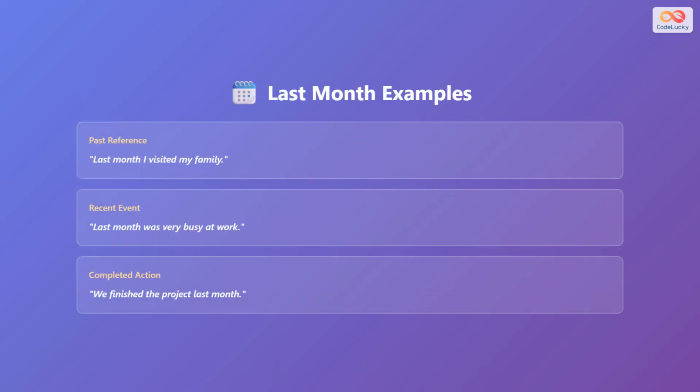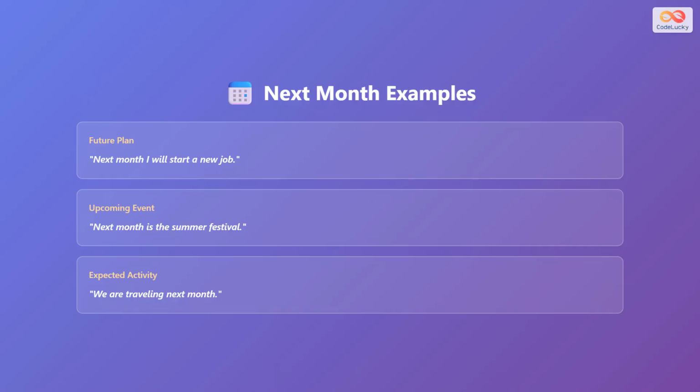Let's look at some examples of how we use last month. First example, last month I visited my family. This talks about something that happened in the past. Second example, last month was very busy at work. This describes how the previous month was. Third example, we finished the project last month. This shows a completed action from the past.